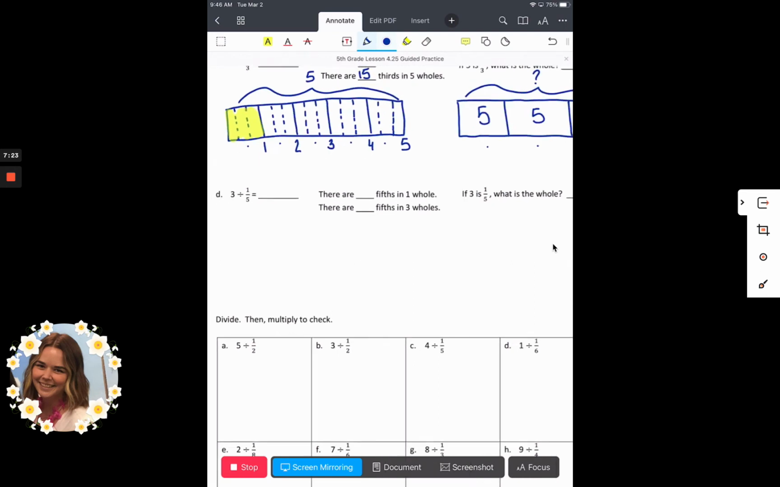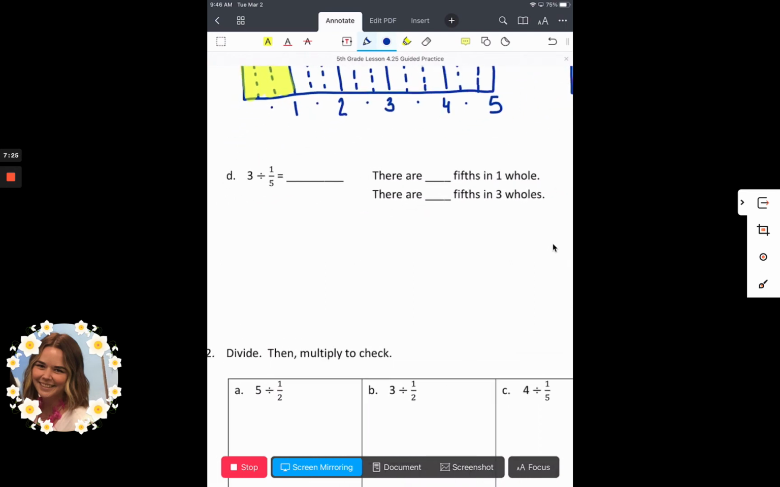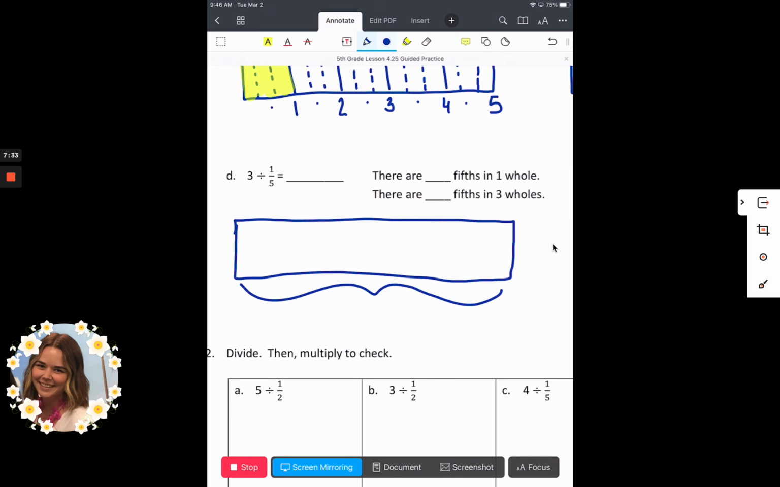So we have 3 divided by 1/5. So we have our whole number being 3. So we divide that into thirds. And then we divide them into fifths.